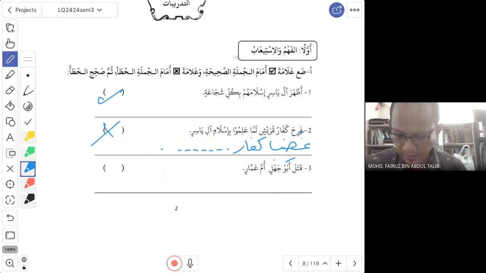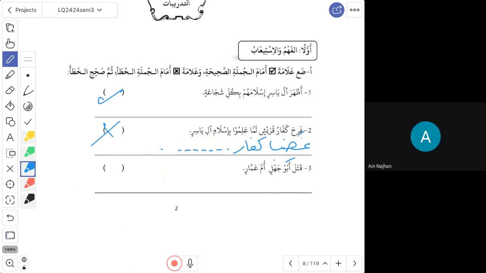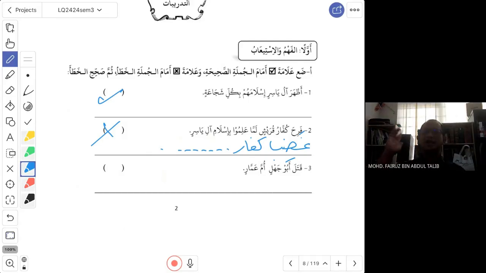Rakam salasa. Qatala Abu Jahlin Umma Ammar. Qatala bimana anyone? Kill. To kill. Yes, qatala. We say qatala, to kill. So Abu Jahl qatala Umma Ammar. Sahih?